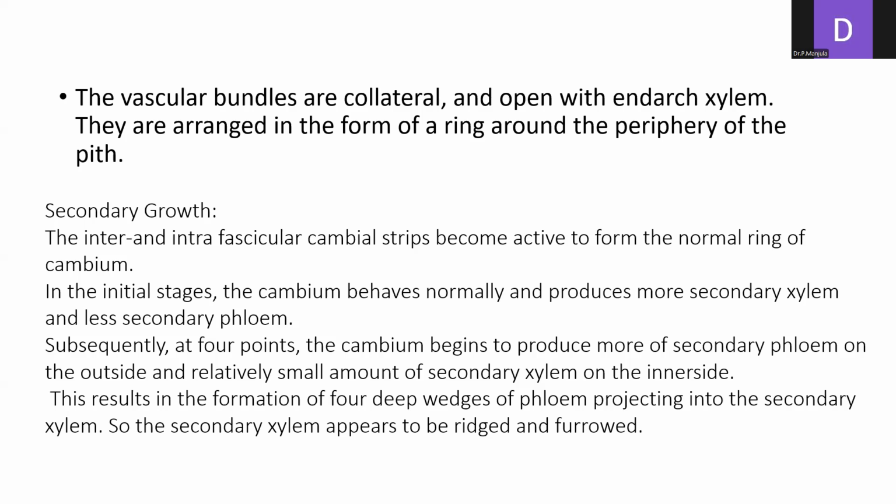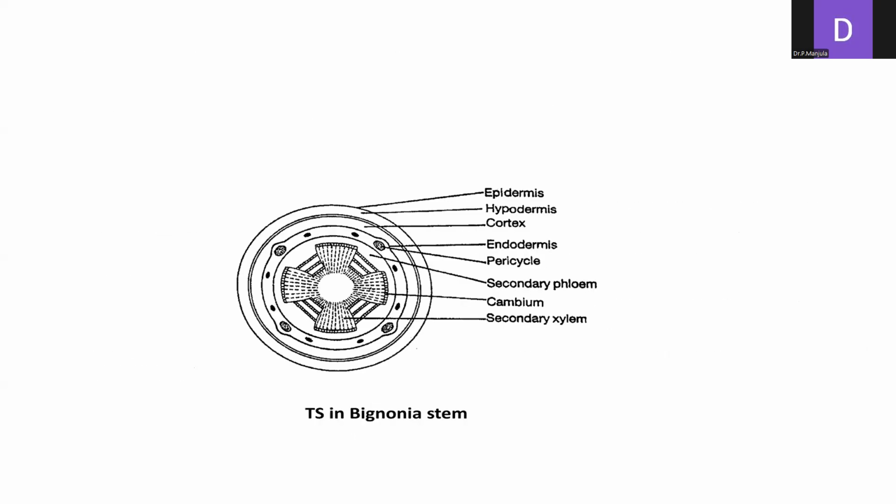This results in the formation of four deep wedges of phloem projecting into the secondary xylem. So the secondary xylem appears ridged and furrowed. It shows ridges and furrows due to the production of more secondary phloem only at the four regions, four points.